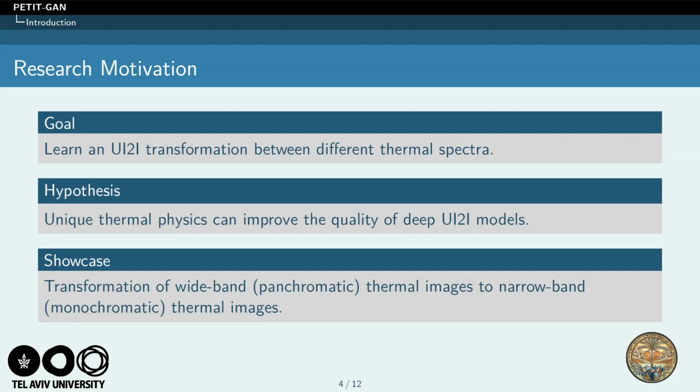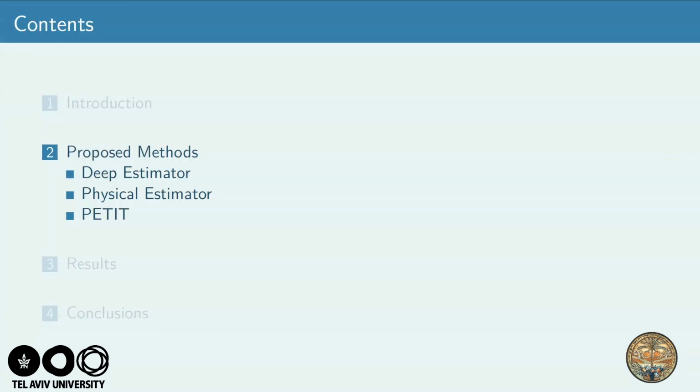The goal of our research is to learn an unpaired image-to-image transformation between different thermal spectra. We further hypothesize that unique thermal physics can improve the quality of deep unpaired image-to-image models. In our paper, we showcase the transformation of wideband, also known as panchromatic thermal images, to a specific narrowband, also known as monochromatic thermal images.